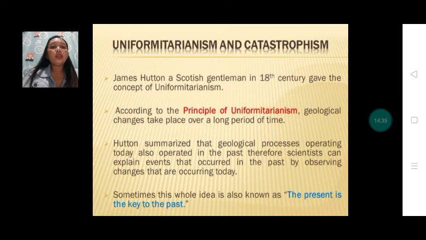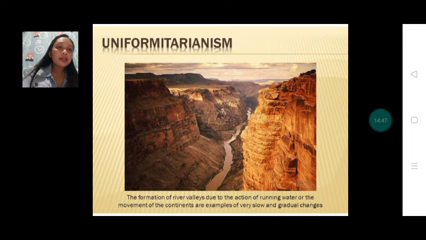Okay, we really have to research the past events so that we can know what happened. As you can see in the picture shown below, this is uniformitarianism. The formation of river valleys due to the action of running water or the movement of the continents are examples of very slow and gradual changes. So, its change is slow. As you can see in the picture, right?